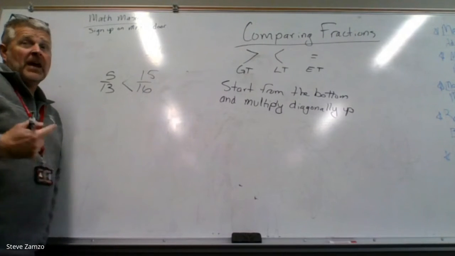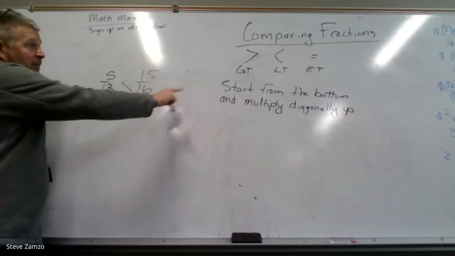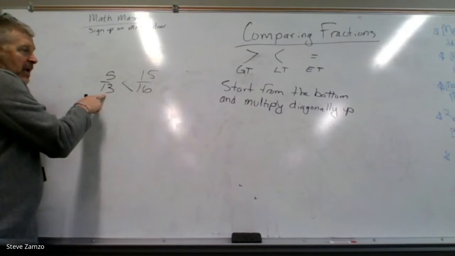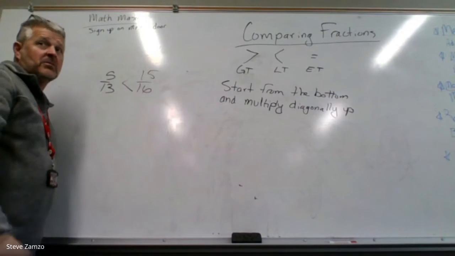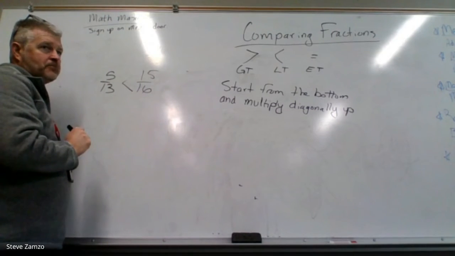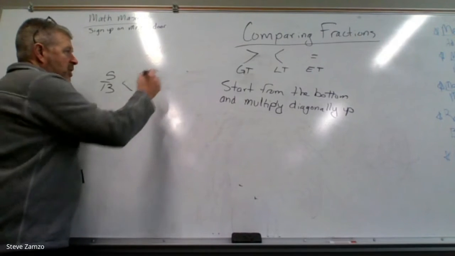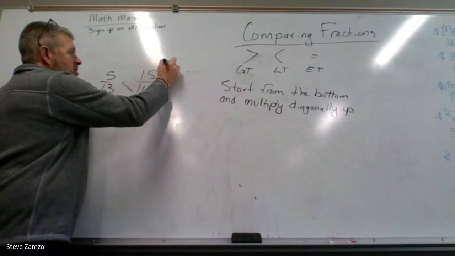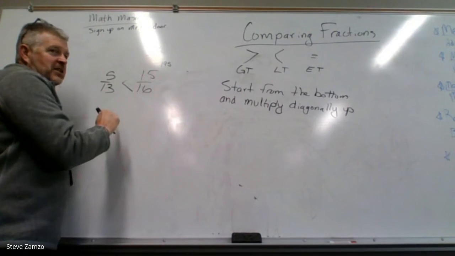But if I'm one that didn't know that and I wasn't sure, here's my strategy. I'm going to start at the bottom and I'm going to multiply up diagonally. So this is where my multiplication chart comes in handy. What is 13 times 15? One second, please. Okay, 195. I hear 195. Does anybody disagree with that? Okay, 195. So 13 times 15 is 195.